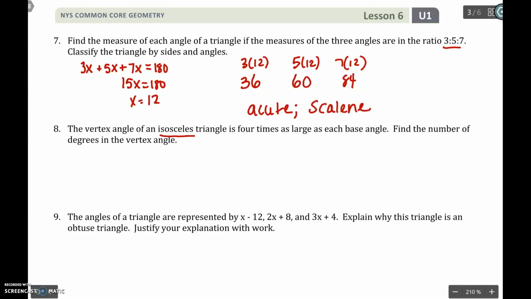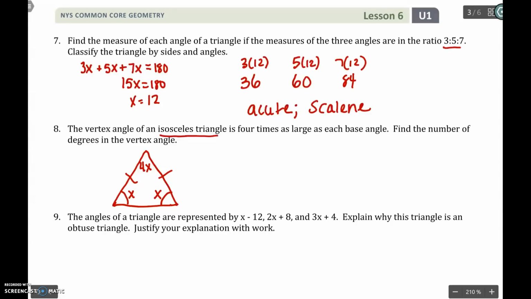Here's another isosceles triangle, so again you're drawing with two congruent sides. It doesn't matter which ones, just across from those are going to be your congruent angles, your base angles. So the vertex angle is 4 times as large as each base. We don't know what the base angles are. We actually know less about them than anything else, other than that they're the same, so I'll make them both x. If the vertex is 4 times that, we would write 4x.